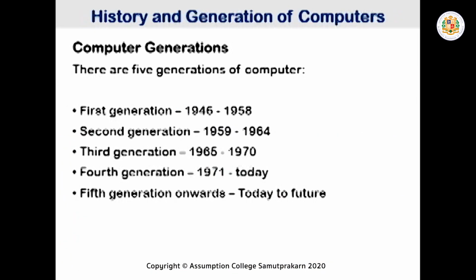Okay, computer generations. There are 5 generations of computers. The first generation was in 1946 to 1958. The second generation was 1959 to 1964. The third generation was 1965 until 1970. The fourth generation was 1971 until today. And the fifth generation onward is today, up to the future.